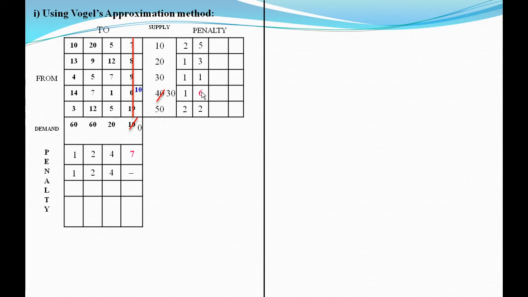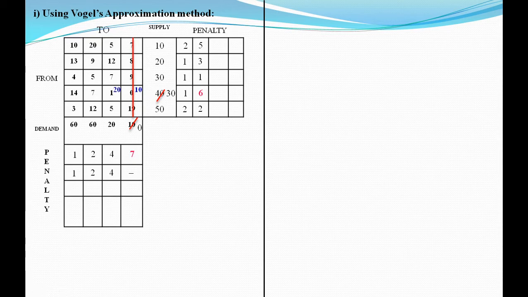After marking that 6 as the largest penalty, should I allocate for a column or a row? Now should I see a row or a column? If it is available here, I watch the column. Here I have a row. Among that row, 14, 7 and 1, which is least? 1. So for that I have to give the allocation.